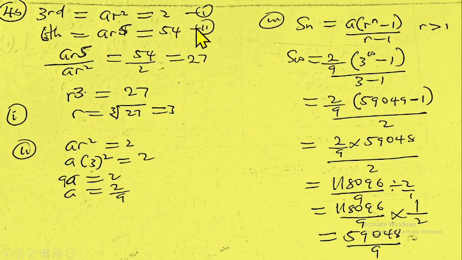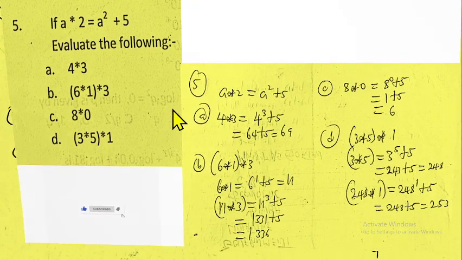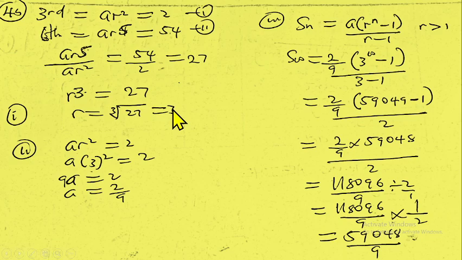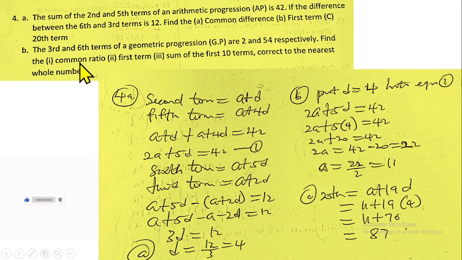We have equation 1 and equation 2. So you can divide equation 2 by equation 1. That means you have ar raised to power 5 divided by ar squared equals 54 divided by 2. So 54 divided by 2 gives us 27. a will cancel a. You have r raised to power 5 divided by r squared giving us r cubed equals 27. To find our r, we can find the cube root of both sides. That gives us r to be 3. The question also asks you to find the common ratio, which is what you have gotten as our r equals 3.